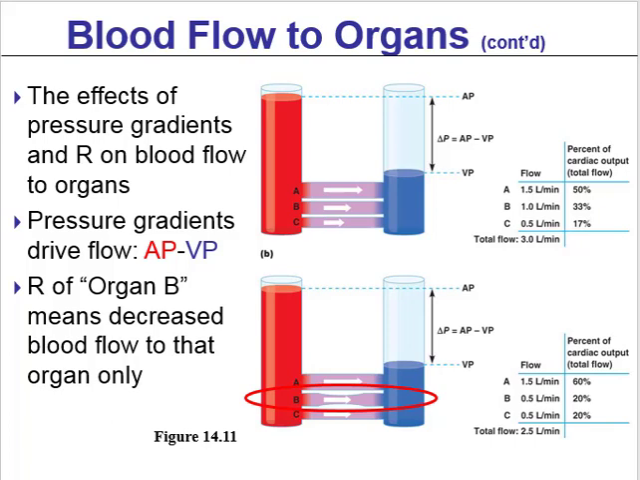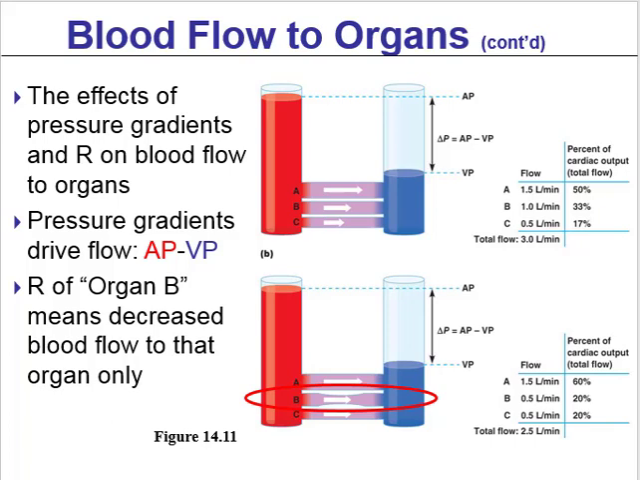Here we can see the effects of delta P from the organs, indicated by A, B, and C. The flow rate through each of these organs is 1.5, 1.0, and 0.5 liters per minute, respectively. If we consider panel C here at the bottom, organ B has reduced flow, and only organ B. That's due to its increased resistance, most likely caused by the arterioles constricting that lead to that organ in particular.